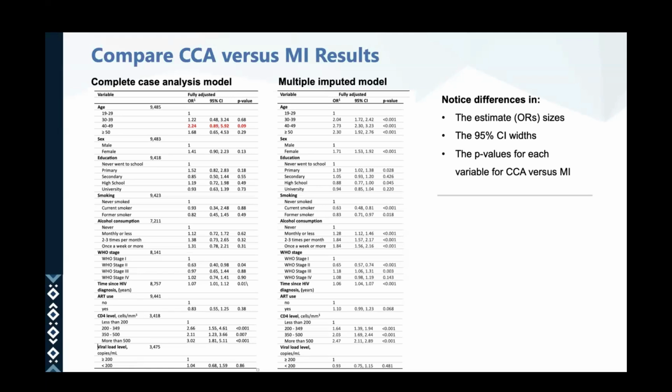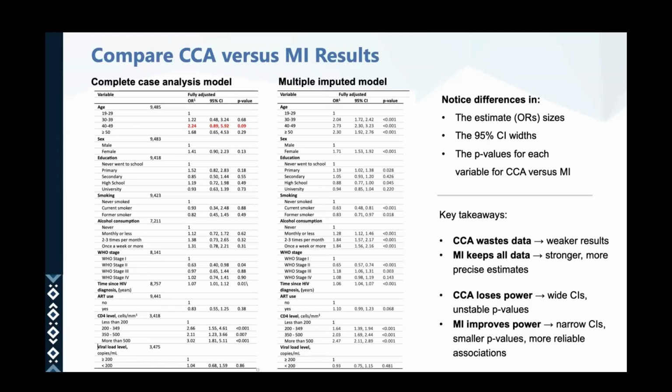And this is so because the sample size is bigger. Remember, in the multiple imputed model, we are using all the data, all the observations, because we imputed or replaced all the missingness with some plausible values. And consequently, also notice that the p-values have become statistically significant. And so this is one way that multiple imputation can really improve the results significantly.